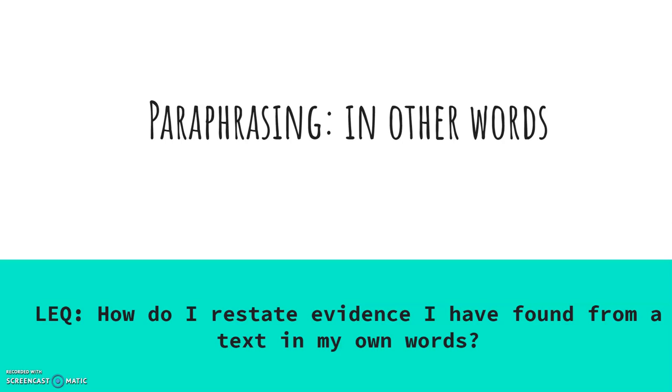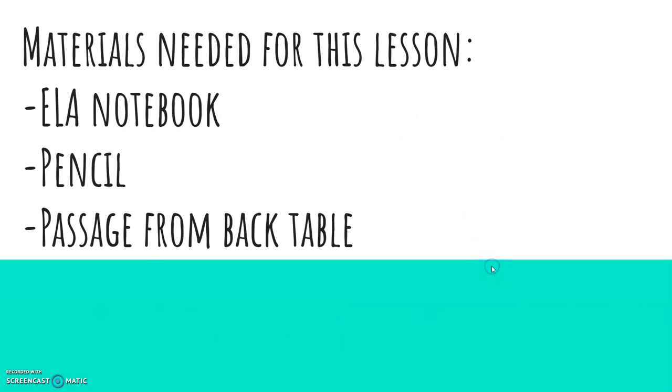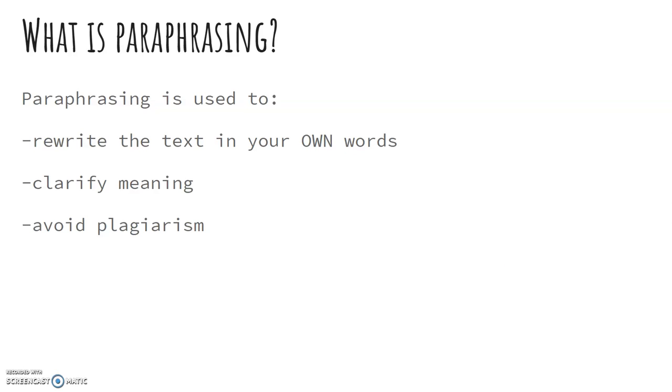So our goal really is to look at how paraphrasing can help us when we're writing summaries, when we're stating information that we have found in a text rather than plagiarizing. So the first thing is, what is paraphrasing? Why do we need it? Paraphrasing is used to rewrite your text in your own words. This way you're not plagiarizing. It clarifies the meaning. A lot of authors put tons of text out there and you don't always need it, and it helps you avoid plagiarism.